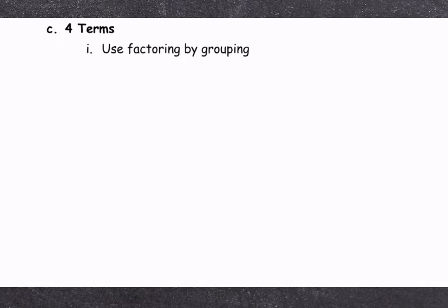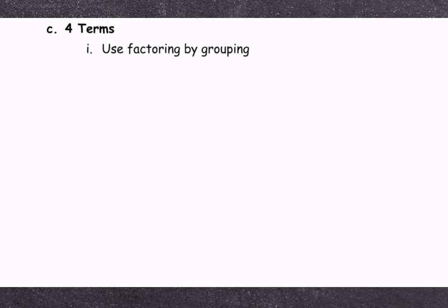So with doing the AC method, we've already learned how to do a problem that has 4 terms in it, because we actually did that with the factor by grouping with the AC method. So let me put an example up and we're just going to go into solving that problem.